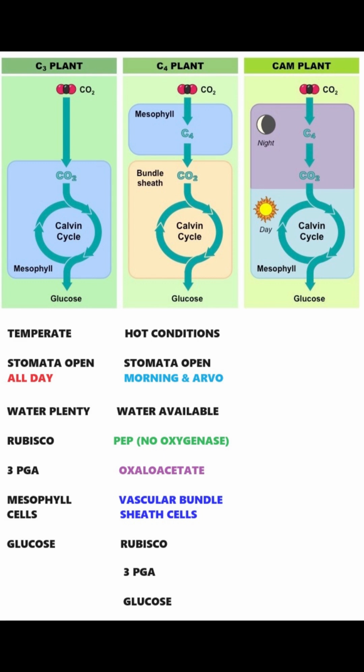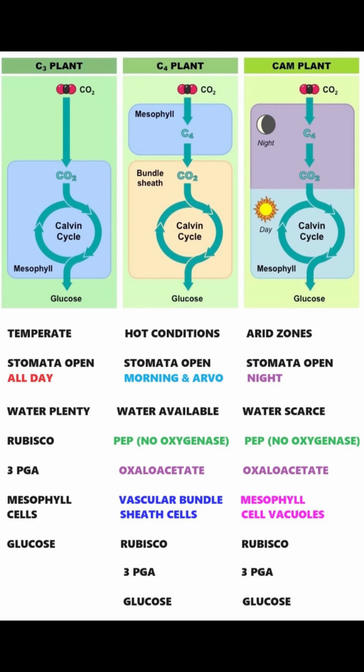So it uses another enzyme called PEP instead of rubisco. PEP has no oxygenase activity, and PEP fixes carbon dioxide into oxaloacetate, which is a 4-carbon compound. It then moves the oxaloacetate to the vascular bundle sheath cells, which are the cells around the vascular bundles, because there is little oxygen in these areas. Once the oxaloacetate is inside the vascular bundle sheath cells, it then exposes it to rubisco, and then rubisco turns the oxaloacetate into 3-PGA and then glucose.